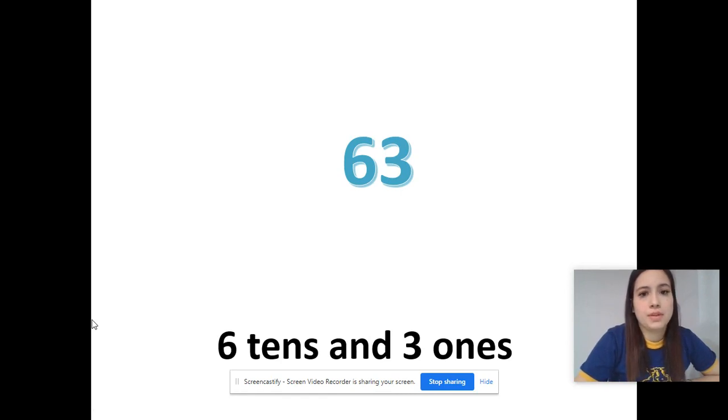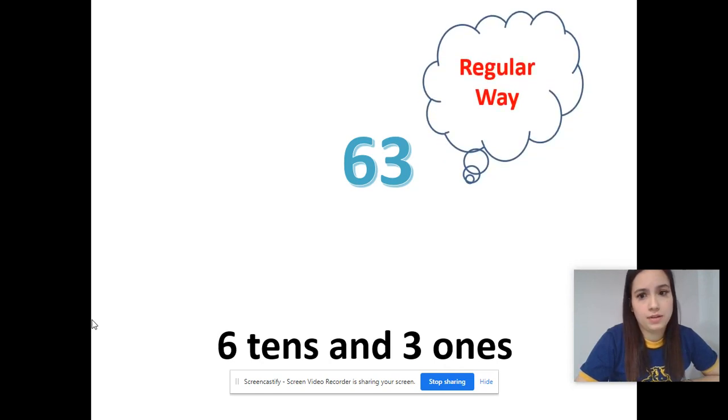Or we can also say 63 as 6 tens and 3 ones. So remember this for our lesson today, boys and girls, that we can say a number the regular way, which is, let me get my pointer so you all can see.